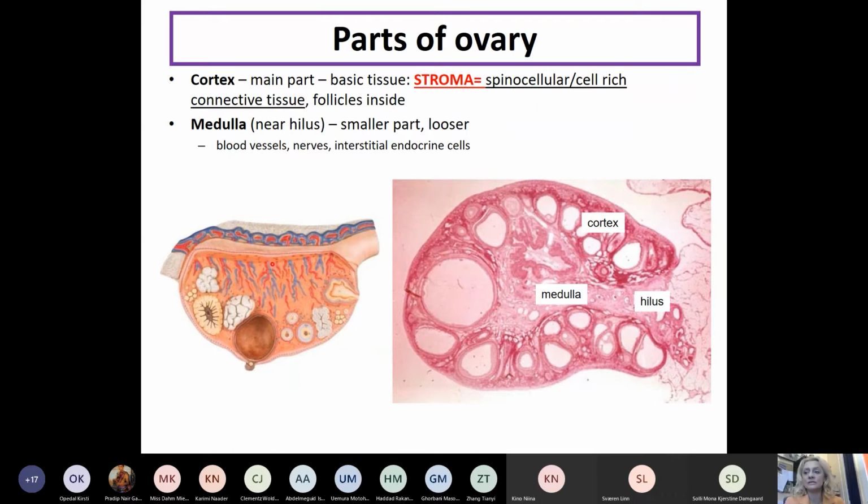And near the hilus, this is the hilus from where the blood vessels reach the ovary. Blood vessels reach it in the medulla and then divide in the so-called medulla. And of course, along with nerves and some endocrine glands, which are found inside this loose connective tissue, which fills the medullary part. The ovary has a very good blood supply, so rich blood vessels are found here, big blood vessels. Also in our slide, you can see big blood vessels.